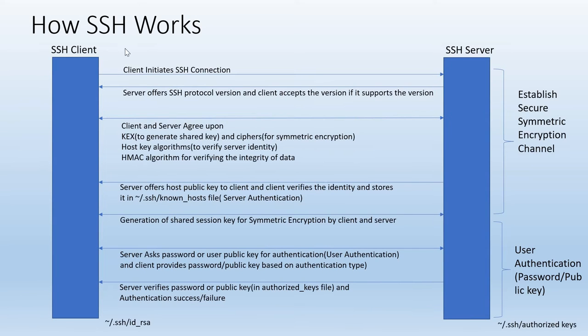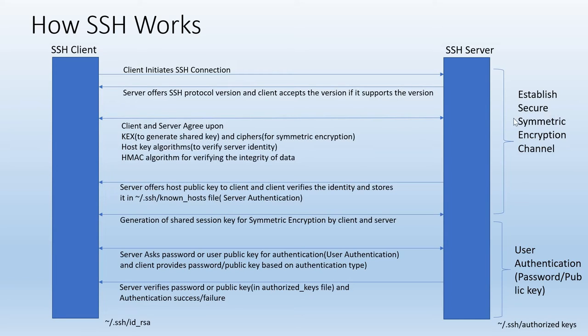This slide explains how SSH works in detail. We have an SSH client here and an SSH server. There are mainly two steps in this process. The first step is establishing a channel between the client and the server. The channel is a symmetric encryption channel. That means the same key will be used for encrypting and decrypting the messages between client and server. So this is a symmetric encryption channel, so that we need to understand.